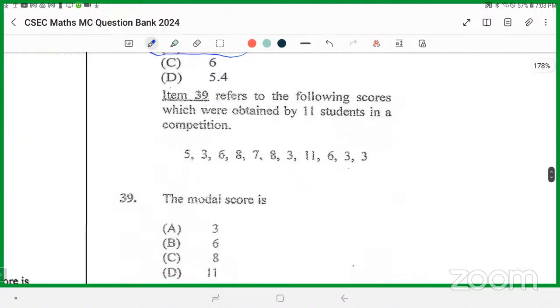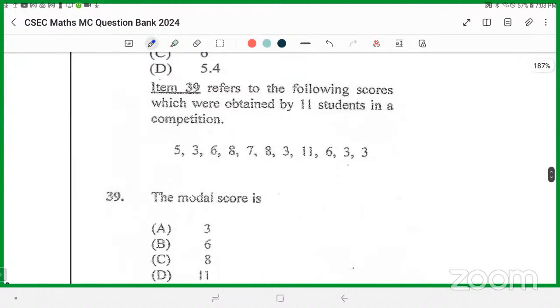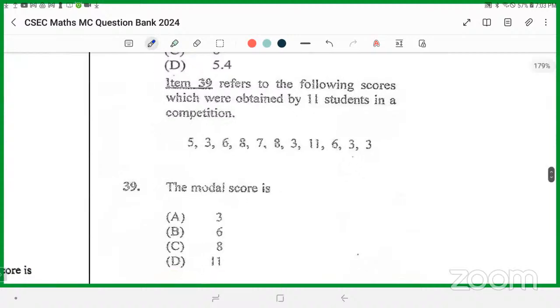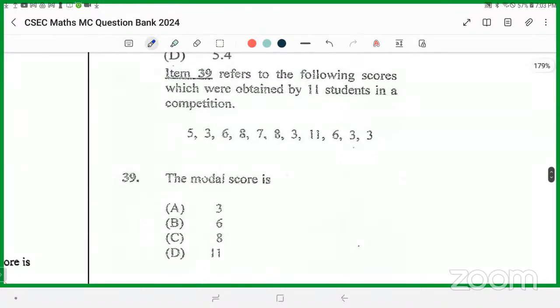This one says, item 13, refer to the following scores obtained by 11 students. What is the mode? The mode is the one with the highest frequency. Now, these are not in ascending order, so you have to be careful. The 3s look like the highest frequency to me. There are 1, 2, 3, 4 3s. Nothing else occurred that number of times. So the mode is 3.